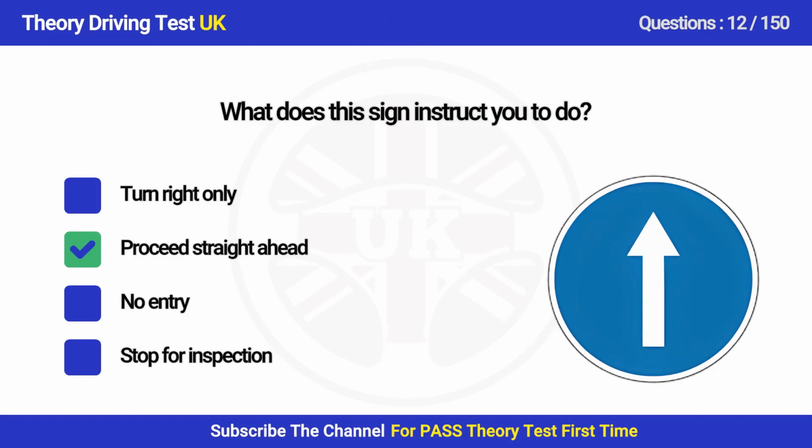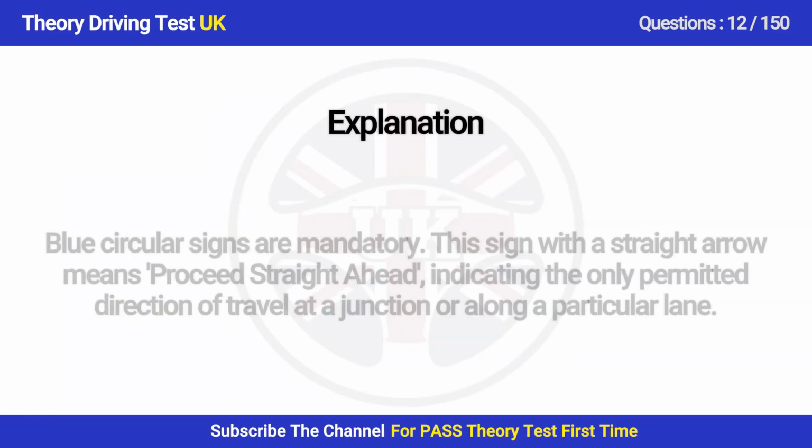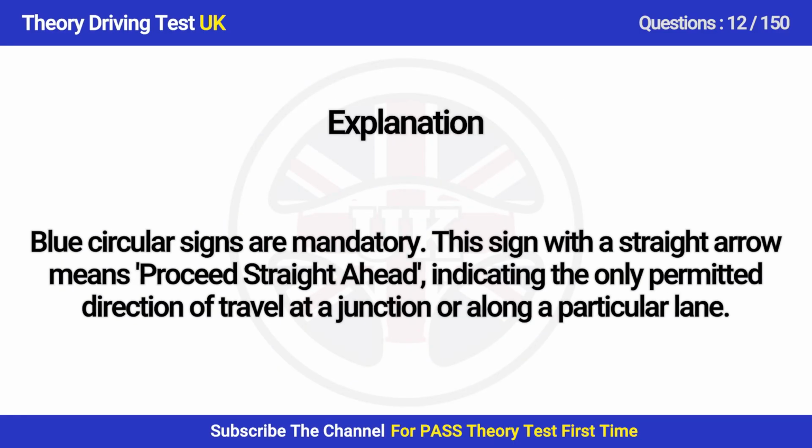Answers is B. Proceed straight ahead. Blue circular signs are mandatory. This sign with a straight arrow means proceed straight ahead, indicating the only permitted direction of travel at a junction or along a particular lane.